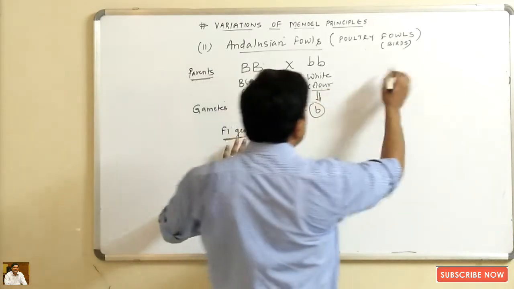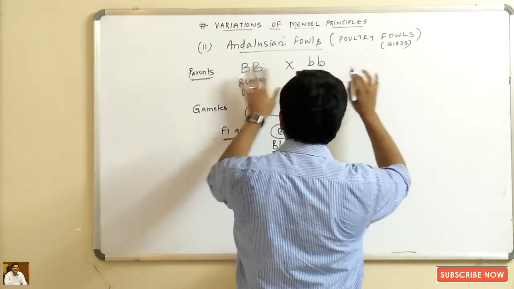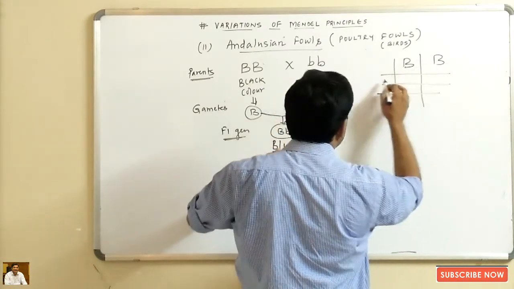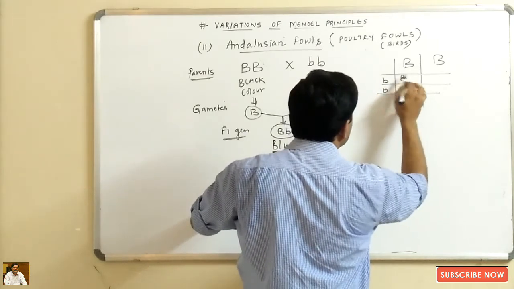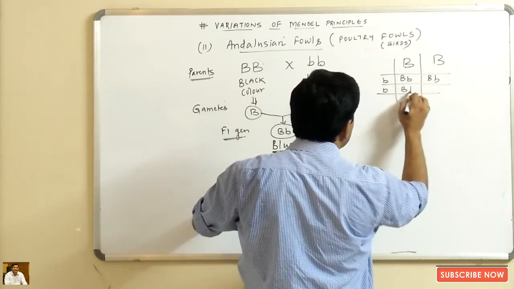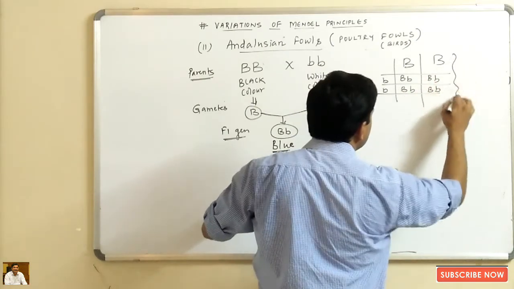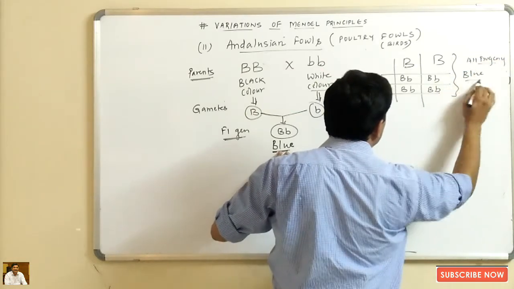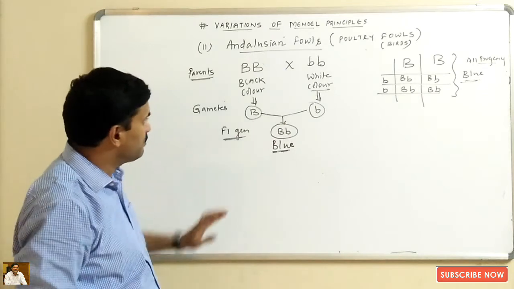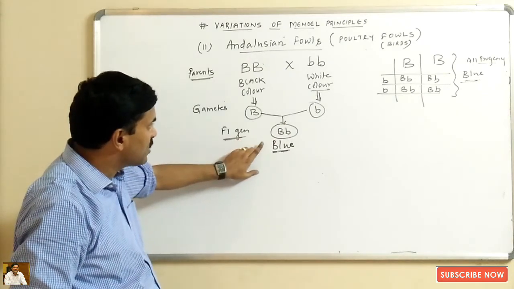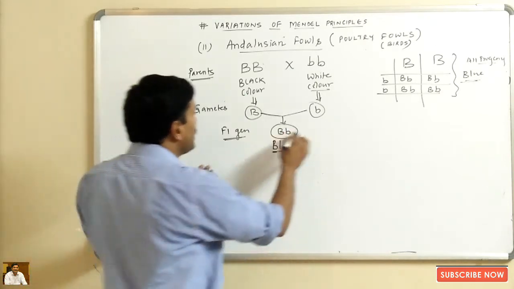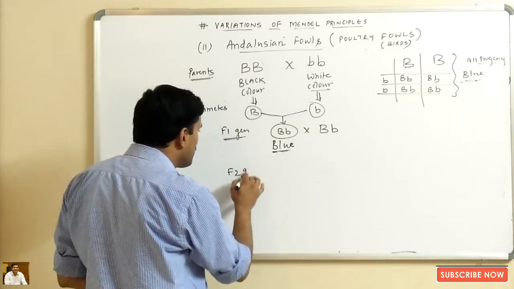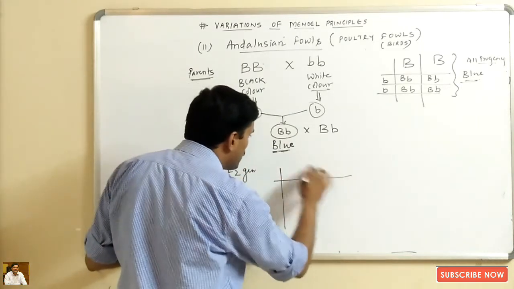This intermediate color is known as blue. Now see here, if we cross the parents, capital B crossed with small b, giving capital B small b, capital B small b, capital B small b, capital B small b, what type of progeny do we get? All the progeny are blue color. Now if the F1 generation is crossed with the same genotype, capital B small b, then see what type of progeny we get in the F2 generation. We will make a Punnett square here.